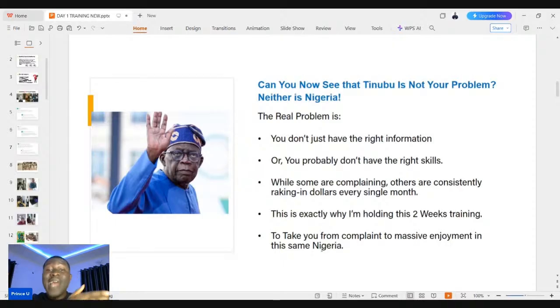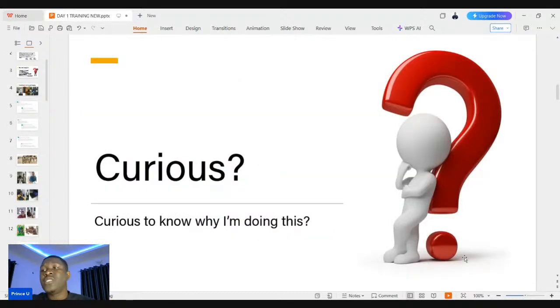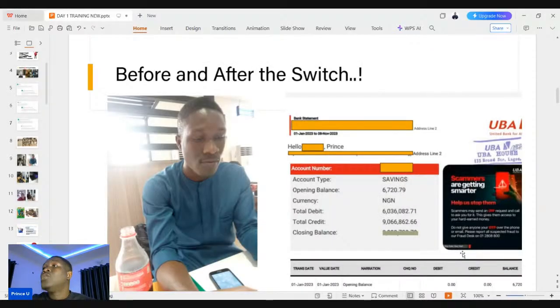I want to move you from that point to a point where your value can now earn you that life you desire. Some of you might be wondering, why am I doing this? I know some of you are curious. I'm going to explain shortly. So, like I said, this was me then. I think I tried to maintain that shirt.